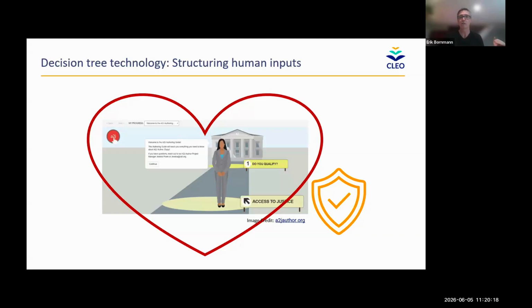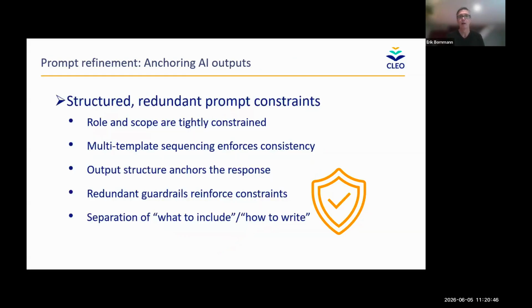And this puts CALI's A2J Author at the center of one of our more promising findings, and that is that Gen AI performed best when it was provided with carefully crafted decision tree outputs, human inputs reliably guided with legal context. So decision trees which present public legal information as people need it, such as those CLEO creates using A2J Author, reduced errors and omissions in the user's information.